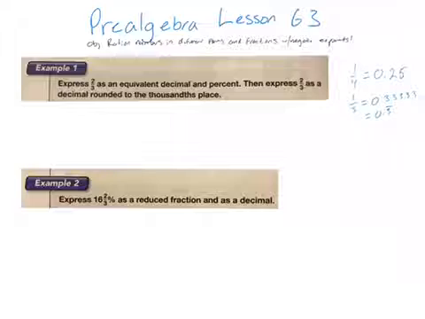It says express 2/3 as an equivalent decimal and percent. Now, this word equivalent is important because it means you can't round. You have to put all of it. So you have to do something like this with the line above it. You can't just say 0.3. So let's see if we can say 2 divided by 3.